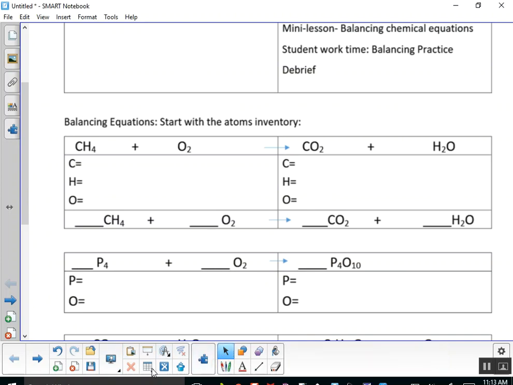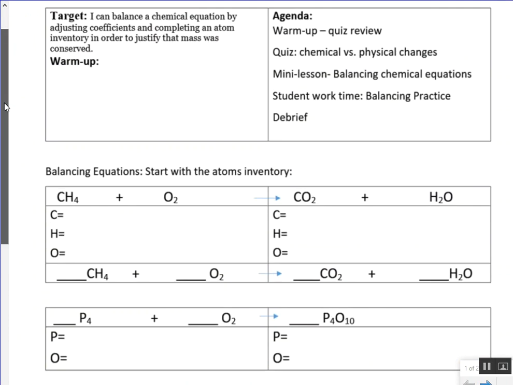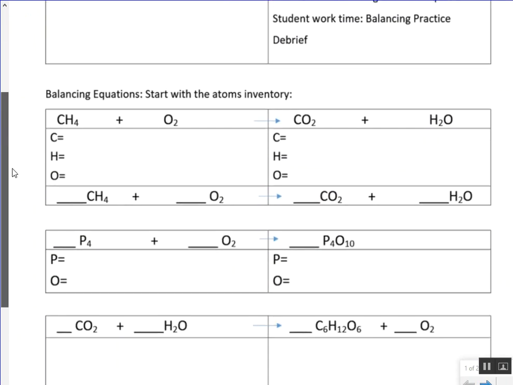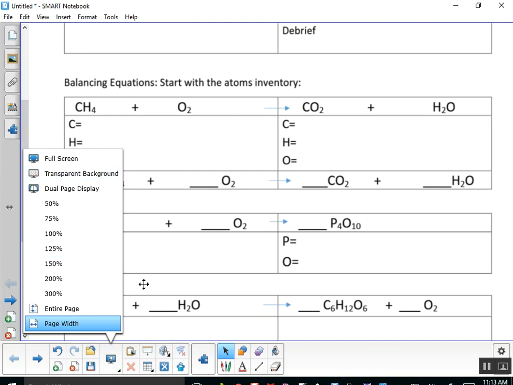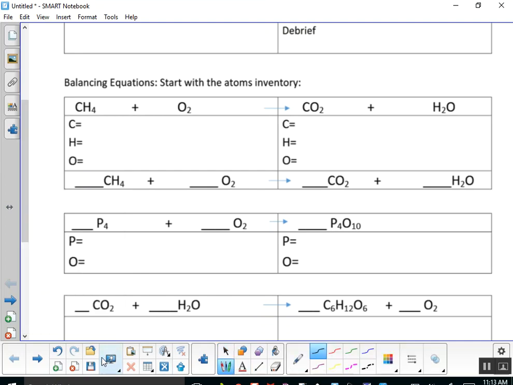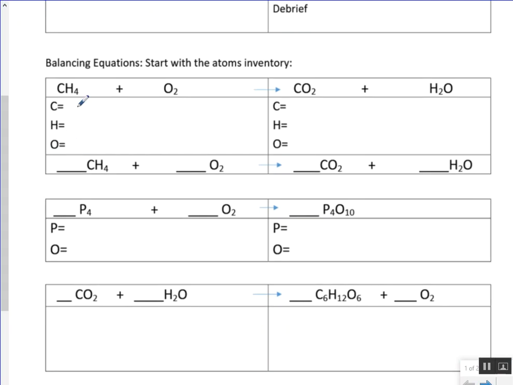Okay, so we're going to look at how to balance equations. If you look at your target tracker, we're going to start right here below the warm-up section. And the first thing we have to do is an atoms inventory. So we're going to look at how many of each atom there is here.